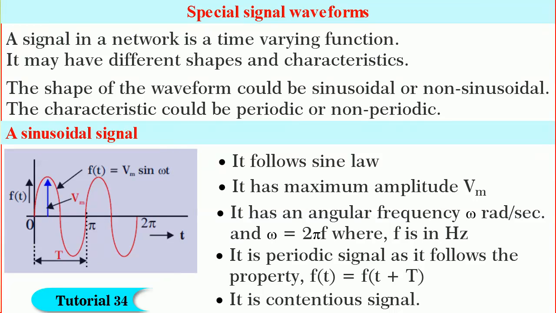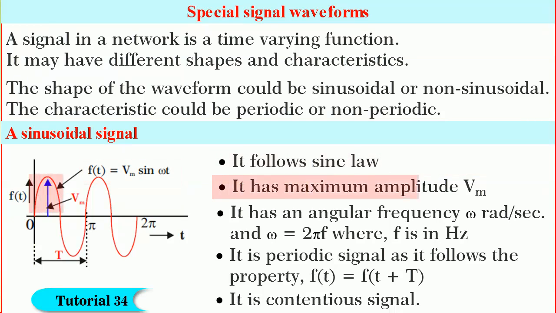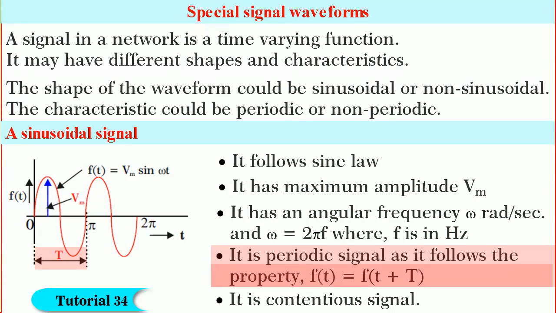Consider a sinusoidal signal shown in figure. You know that it follows a sine law. It has a maximum amplitude of Vm or Im as the case may be. The signal shown has an angular frequency of omega radian per second, and you know omega is equal to 2 pi f, where f is in hertz. The signal is periodic as it follows the property f of t is equal to f of t plus capital T, where capital T is its period, and you know f is equal to 1 upon capital T.